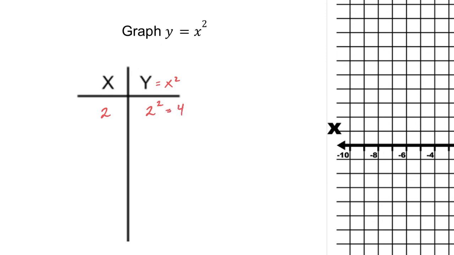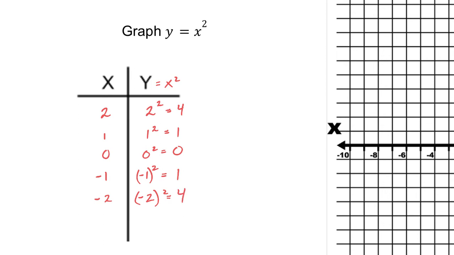I can choose 1 for x, and that would be 1 to the second. And that's 1 times 1, which is 1. I can choose 0. 0 to the second is 0 times 0, which is 0. And I can choose negative numbers too. I can choose -1. So this would be -1. I'm going to put this in parentheses because I want that 2 to apply to everything. So that means -1 times -1, which is +1, because a negative times a negative is a positive. And then we have -2, and that would be -2 squared, which means -2 times -2, which is +4.